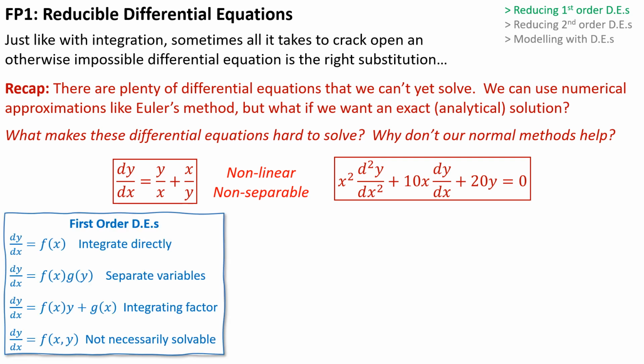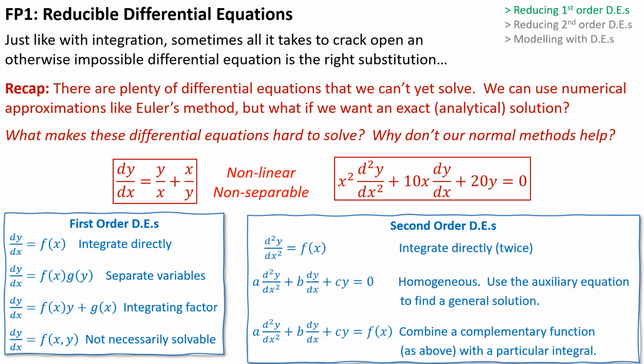Remember, these are the key methods that we might have come across for first order differential equations. You can either integrate directly because everything on the right hand side is a function of x, or you can separate the variables because it's possible to rewrite them as a product of two distinct functions, one of x and one of y. In the case where you've got a function of x multiplied by y, and then some other function of x added on, we can use the integrating factor. But if we've got something else, then we can't necessarily solve the equation.